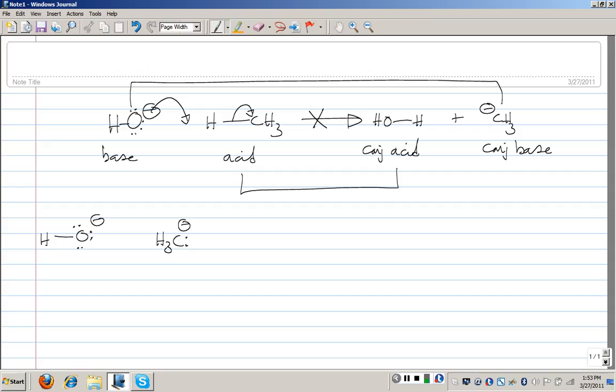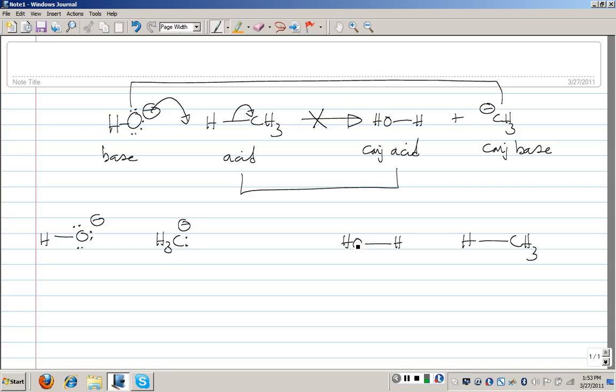I could have done the argument the other way, right? So here I compared base to base. I could just as easily have compared water to methane. In other words, I could have done an acid to acid comparison. So let's do that one. I'm going to ask which of these species, water or methane, is a stronger acid. Well, for heaven's sake, the issue is O and C are periodic partners. Therefore, the issue comes down to a difference in electronegativity.